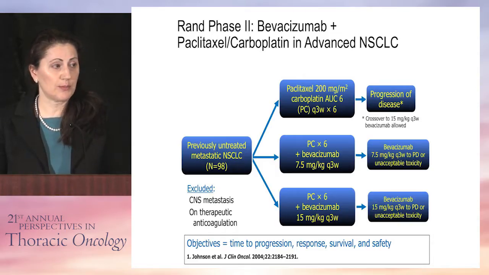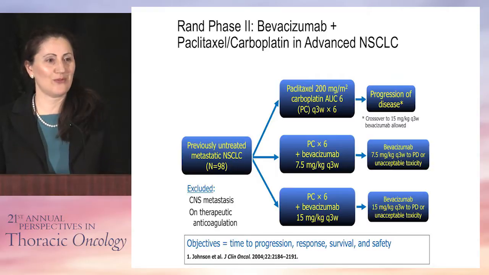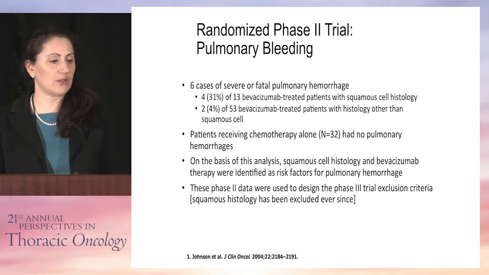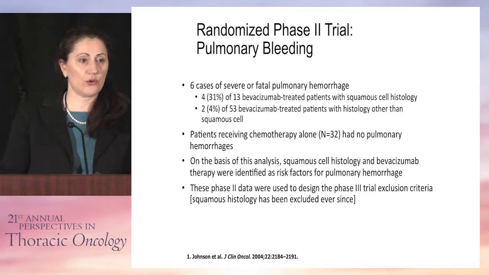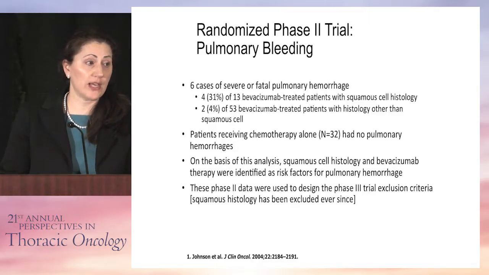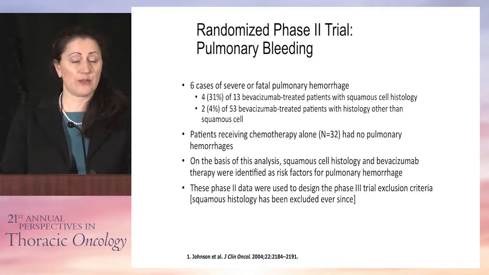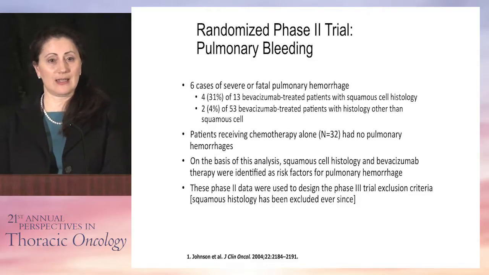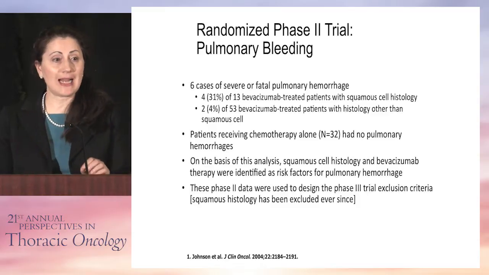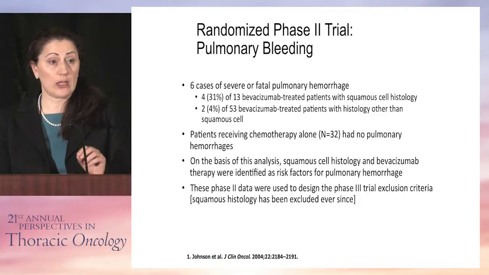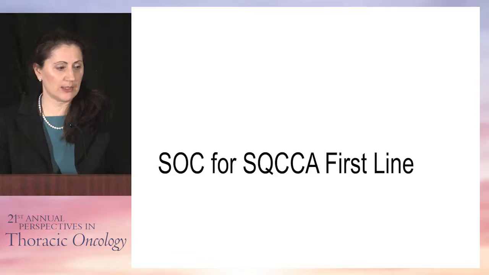So, historical perspective, bevacizumab was the first targeted agent that was actually excluded from further consideration in squamous lung cancer. Why? Because in the first phase 2 trial, there were episodes of pulmonary hemorrhage, and the majority of these episodes occurred in squamous cell lung cancer. Therefore, we eliminated further study of anti-angiogenic agents for a long time, until relatively recently.